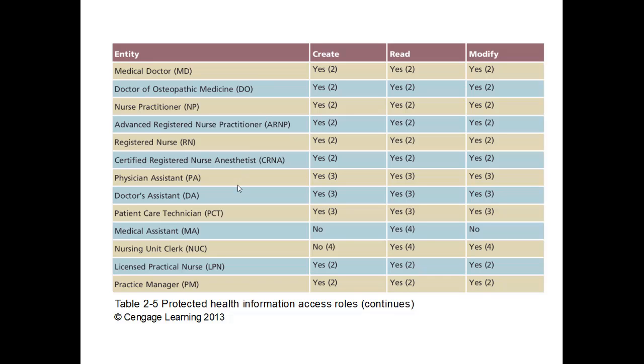Compare that to someone like a medical assistant. They cannot create this kind of information, but they are able to read it, but they cannot modify it. A nursing unit clerk, or NUC, can't create it, but they can read it, but they can't modify it. So again, it just depends on the person's role in that facility, determines how much or how little access they may have to a patient's PHI.